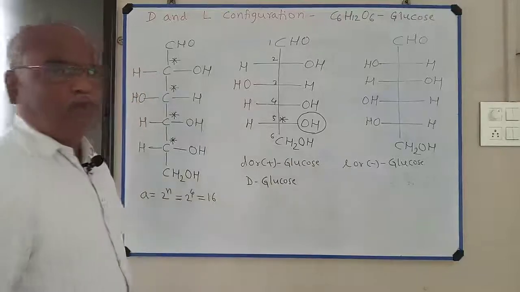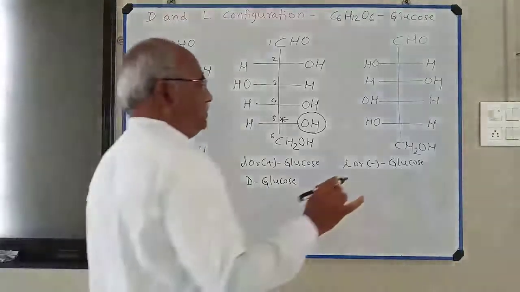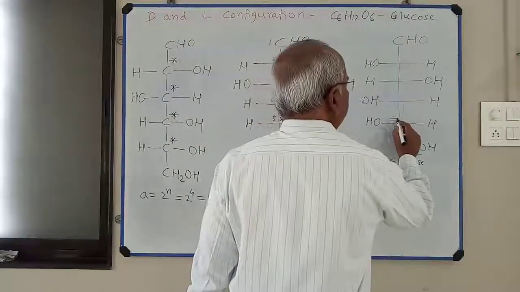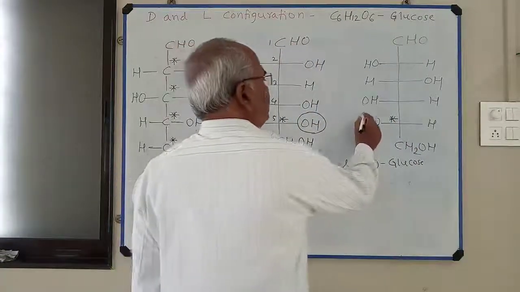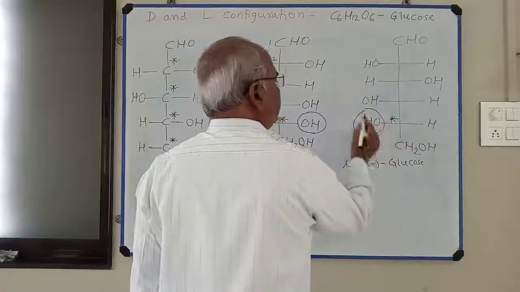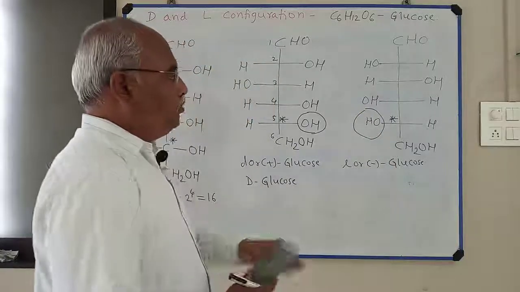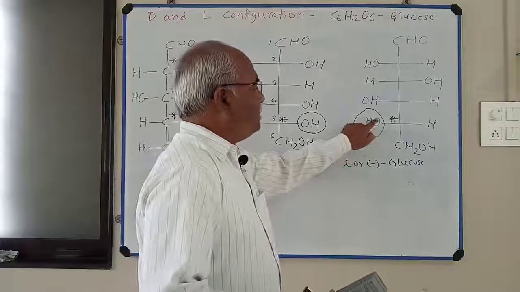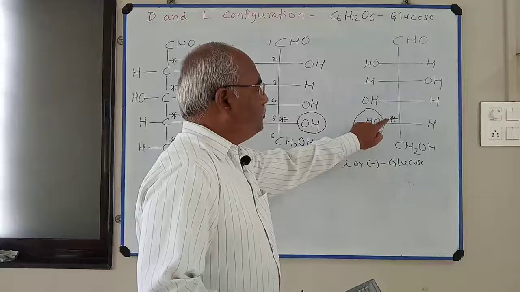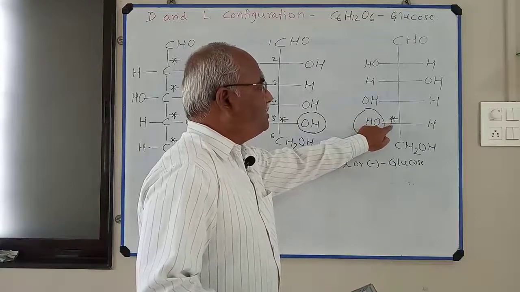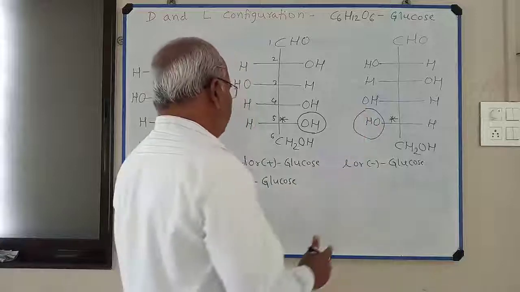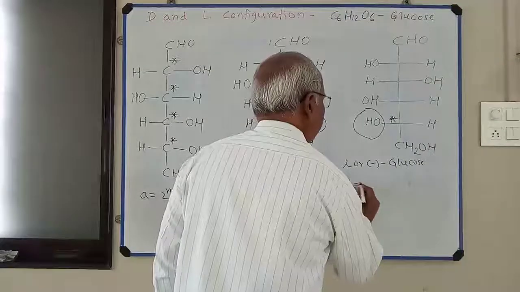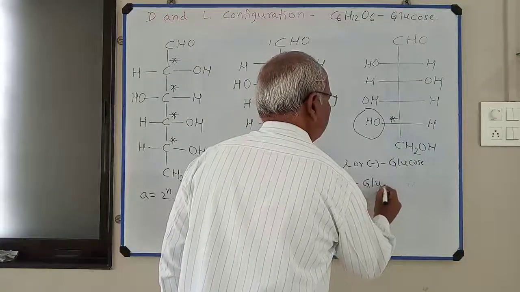D-glucose. In this case, this is the asymmetric carbon atom. The OH group is present on the left hand side. The OH group at the last asymmetric carbon is present on the left hand side. Therefore, it is called L-glucose.